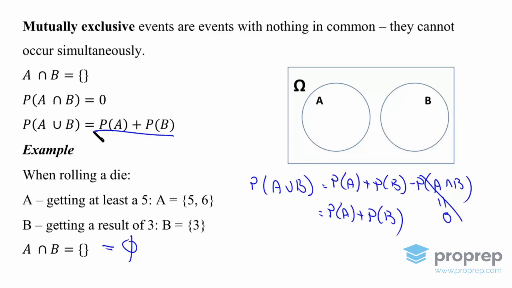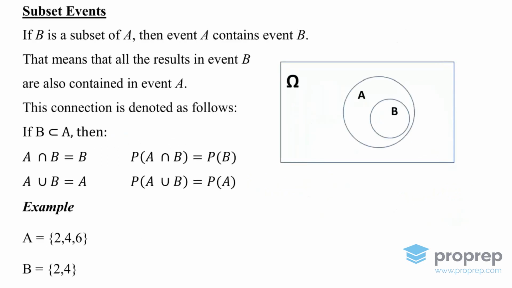Okay, what about the next term? The next term is subset events. Now, let's take a look at the Venn diagram. If we have an event A, then B is totally encased in event A. That means that all the results of B, we can see them in A as well. Okay, so if B is a subset of A, then event A contains event B. That means that all the results in event B are also contained in event A.